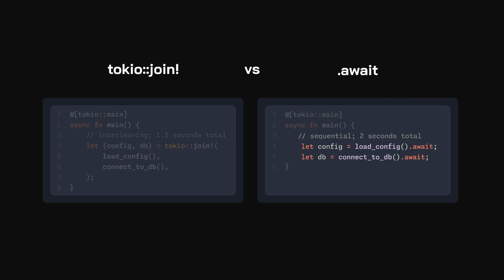Here we have no interleaving. We must wait the full 1 second for each future to finish. This difference can be monumental in a production codebase where end users demand the lowest latency possible. So using the join macro is a clear winner in this scenario.